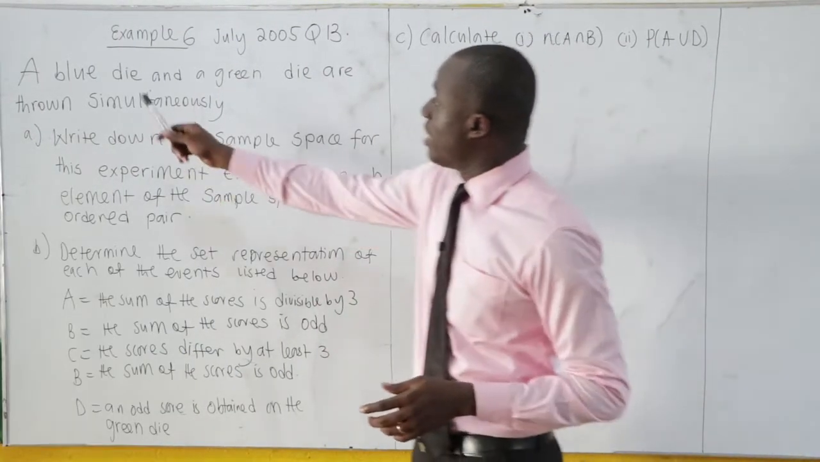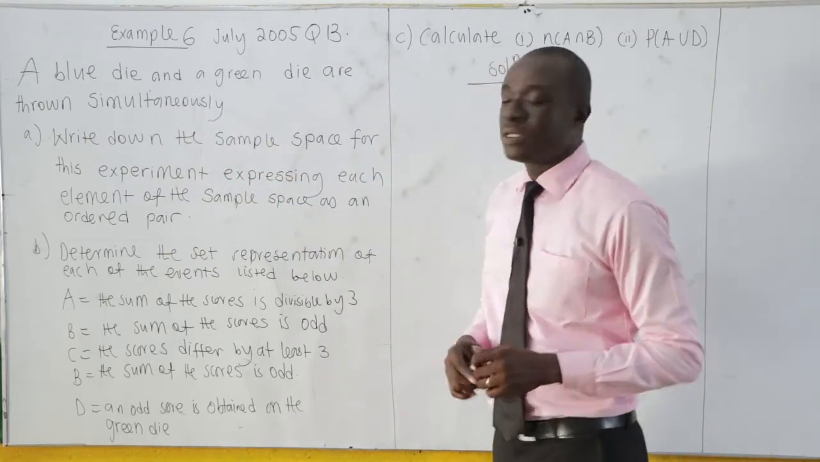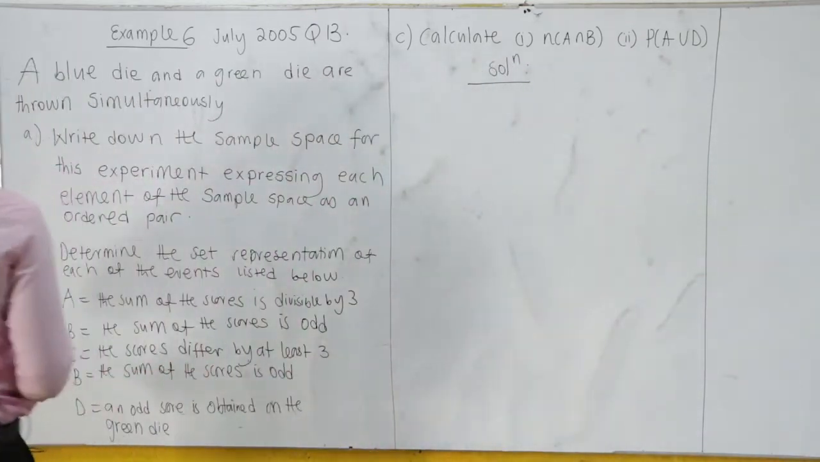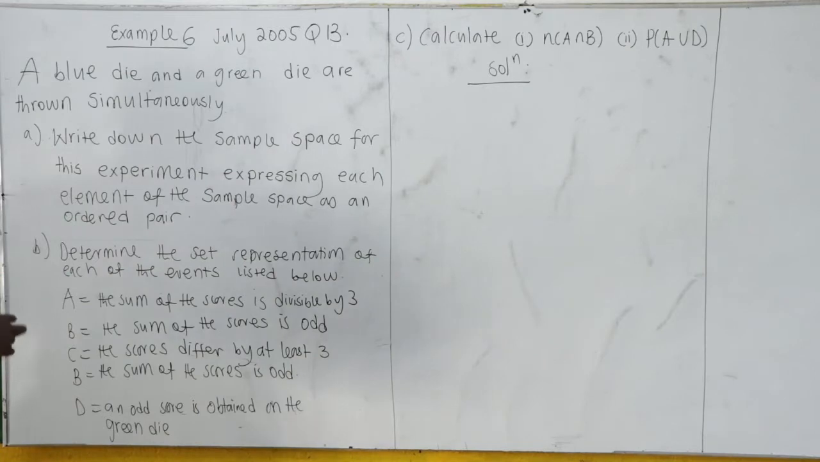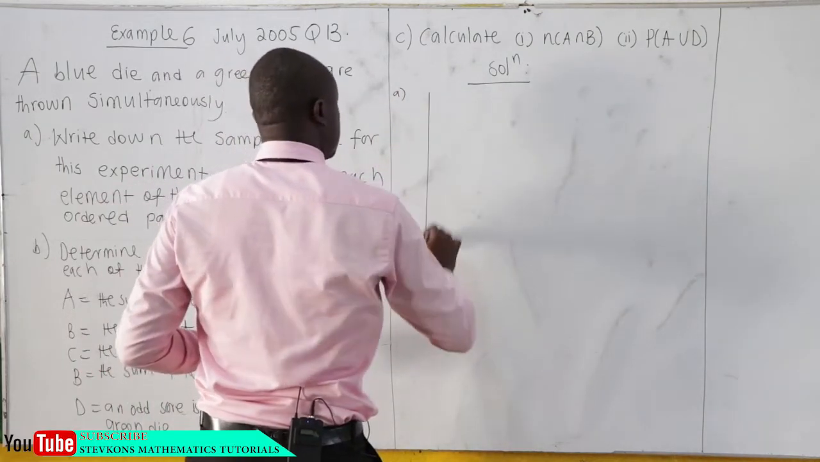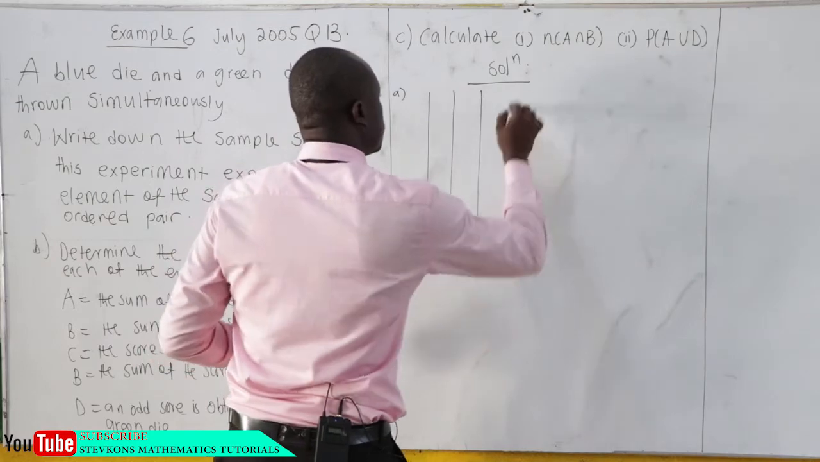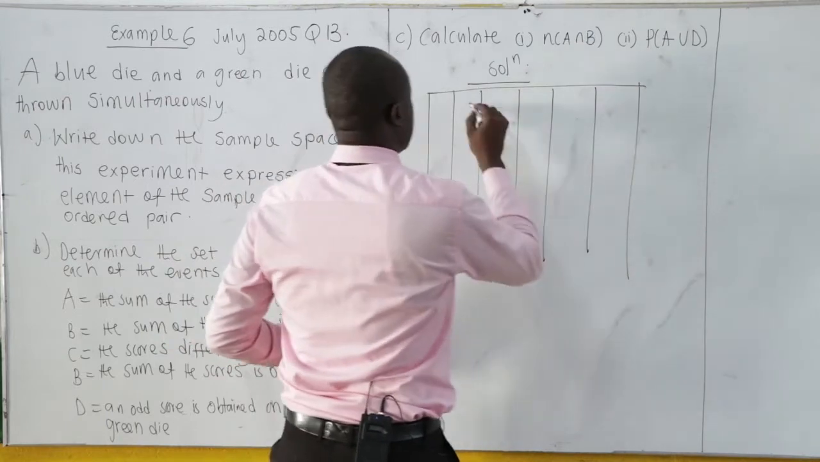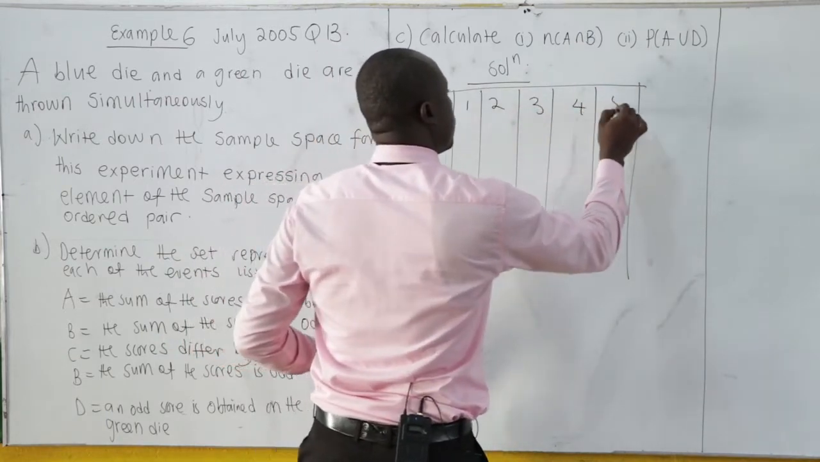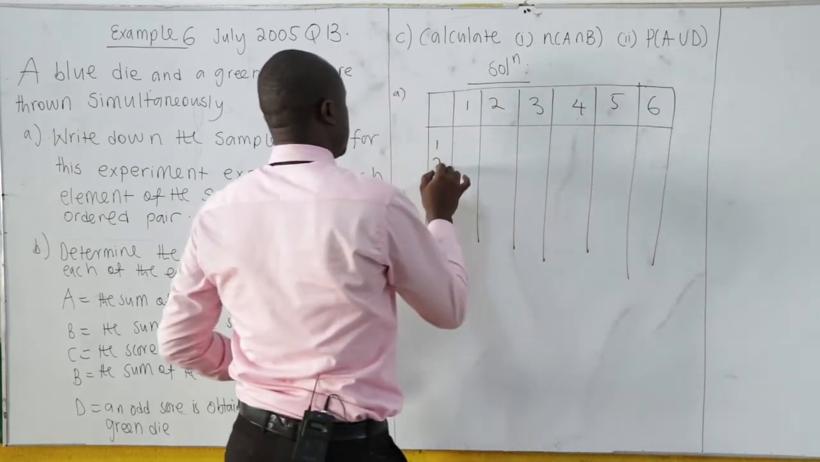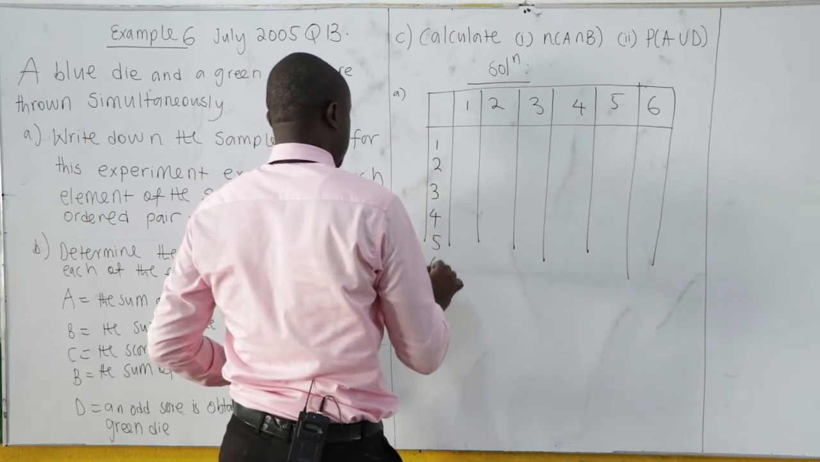Now let's consider this example. It says that a blue die and a green die are thrown simultaneously. We know the sample space on the die: 1 to 6, 1 to 6. Now the first one, A, says write down the sample space for this experiment, expressing each element of the sample space as an ordered pair. So you have 1, 2, 3, 4, 5, 6 and 1, 2, 3, 4, 5, 6.